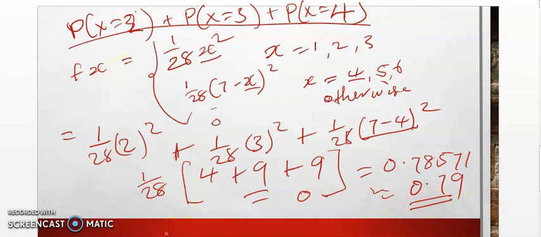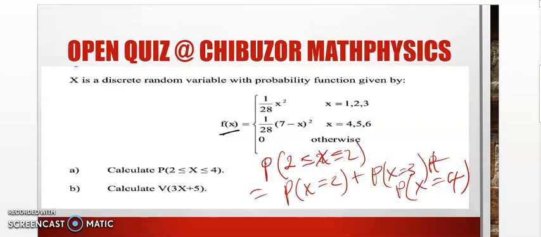Now let's consider the second solution. In the second question, we are to calculate V of 3x plus 5. V stands for variance. So we are to calculate the variance of 3x plus 5. This is going to be a long one. Let's see how to do that.